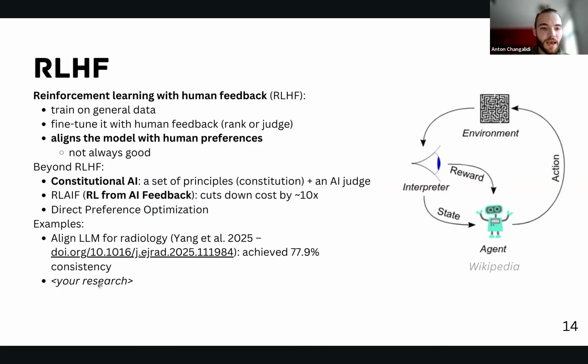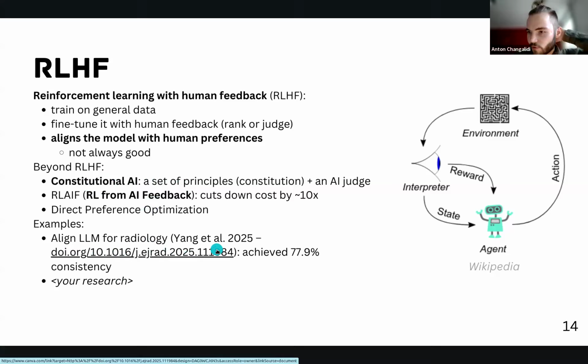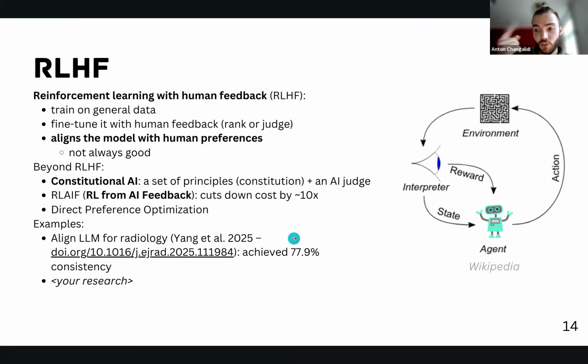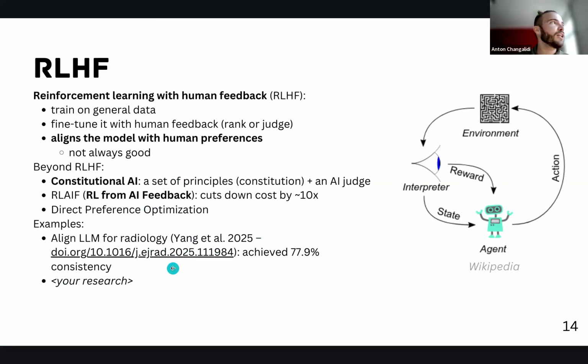improves training a lot. Examples. So this article used reinforcement learning with human feedback for radiology, and they improved the model in such a way that it achieved almost 80% consistency with humans in radiology tasks. But as far as I checked the internet, I have not found a lot of medical or biomedical work that uses RLHF, or things similar to it. And maybe in the future, here can be your research.